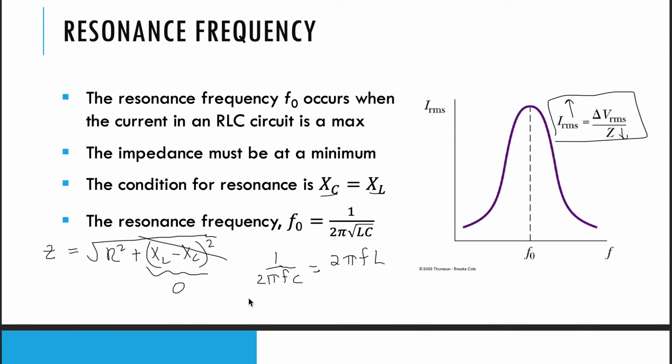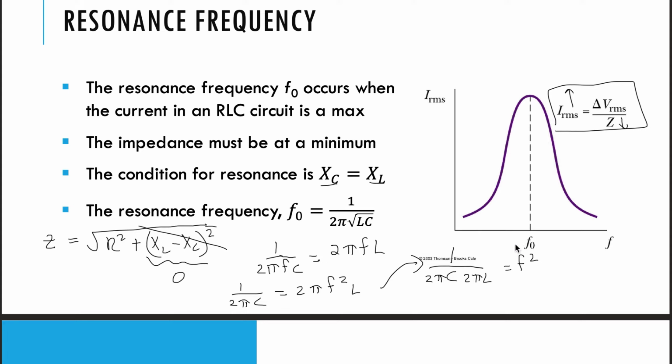Let's multiply by F. So we're going to have 1 over 2 pi C equals 2 pi F squared times L. And then let's go ahead and divide by 2 pi L on both sides. If you divide this side by 2 pi L, then it's all going to be in the denominator: 1 over 2 pi C, and now we've divided by 2 pi L, that goes in the denominator as well. And on the right-hand side, we're only left with frequency squared.